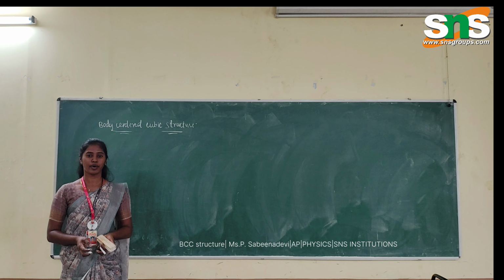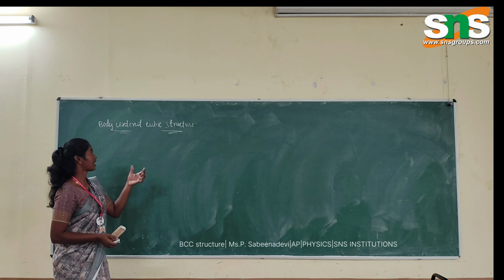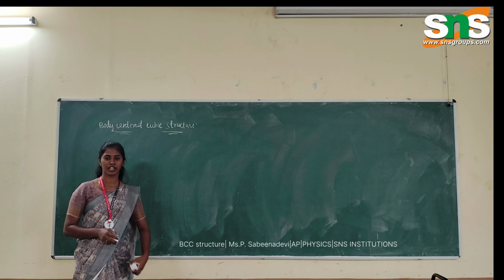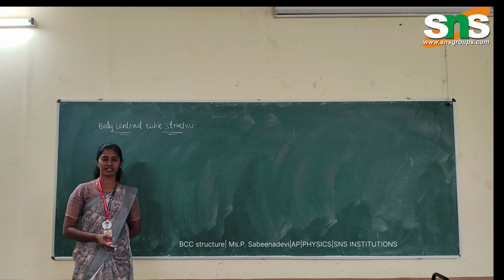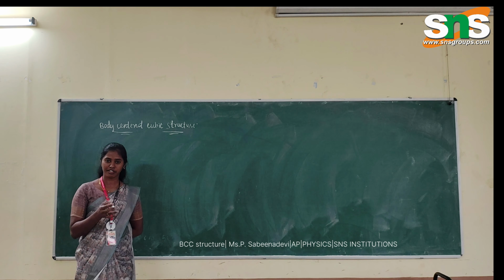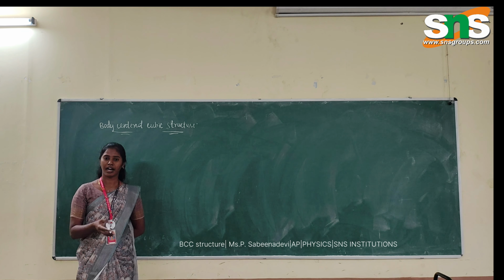Hello everyone. So now I am going to explain about the body centered cubic structure. In the previous video, I explained about the simple cubic structure. In simple cubic structure, we found four parameters: the number of atoms per unit cell, coordination number, atomic radius and atomic packing factor.